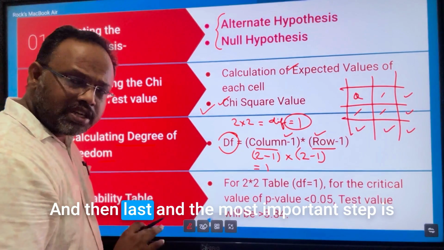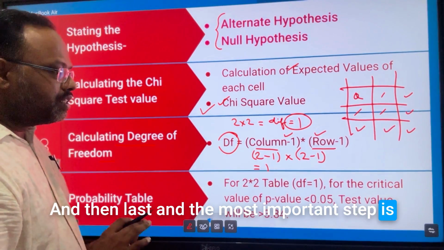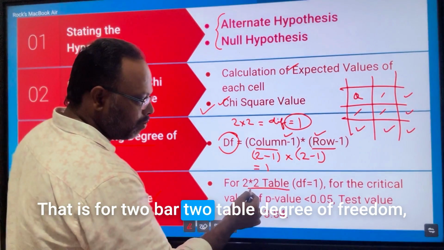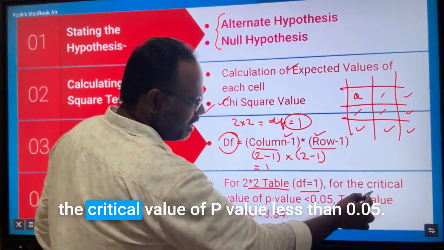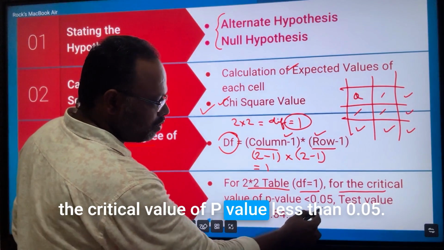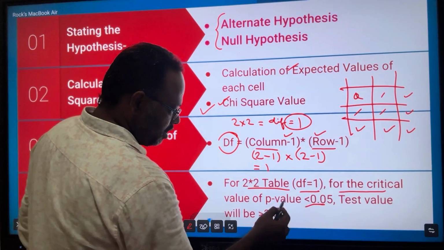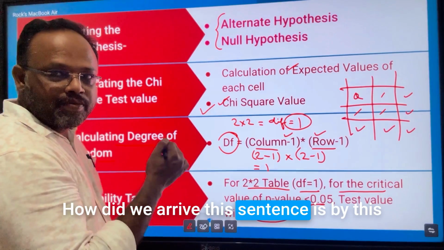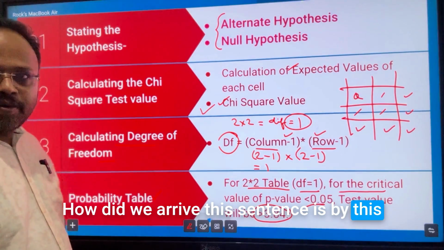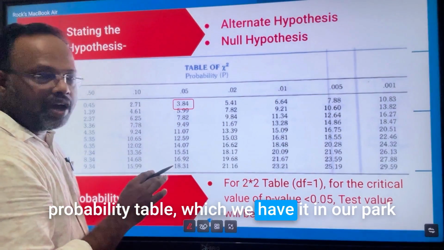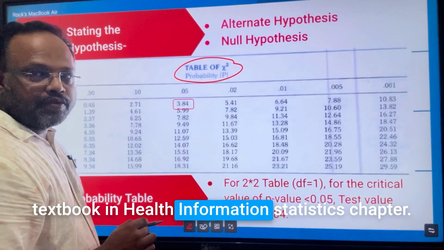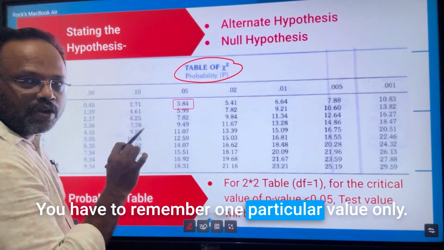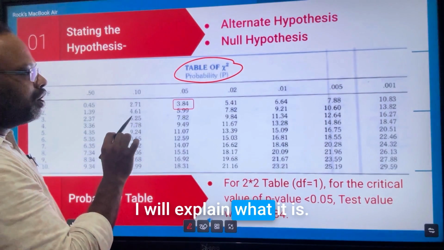And the last and the most important step is cross checking with the probability table. That is, for a 2 by 2 table, degree of freedom 1, the critical value for a p value less than 0.05, the test value should be 3.84. How did we arrive at this? It is from this probability table, which we have in our textbook, in the health information statistics chapter. You have to remember one particular value only. I will explain what it is.